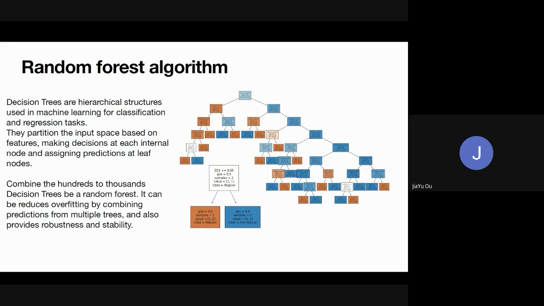When all the leaves have one classification, it is the final end. So if we combine the whole decision tree into a forest, that is the random forest. And the random forest can avoid the overfitting that a single decision tree has. So it is easy to use and is a powerful machine learning technique. Yeah, so next.